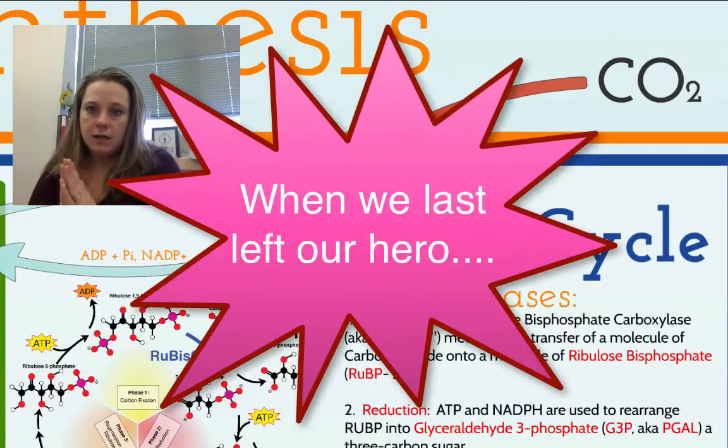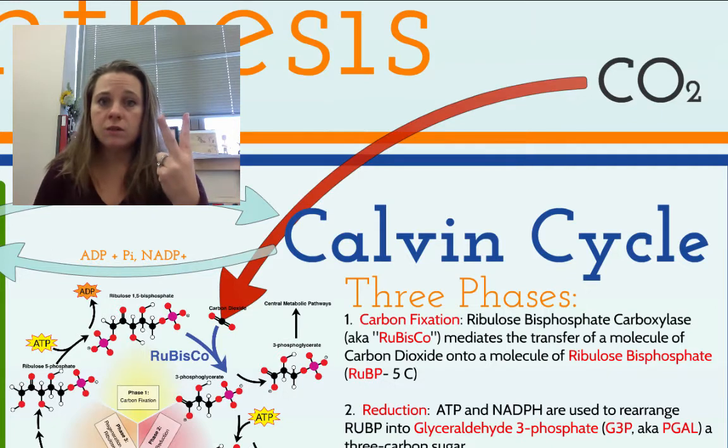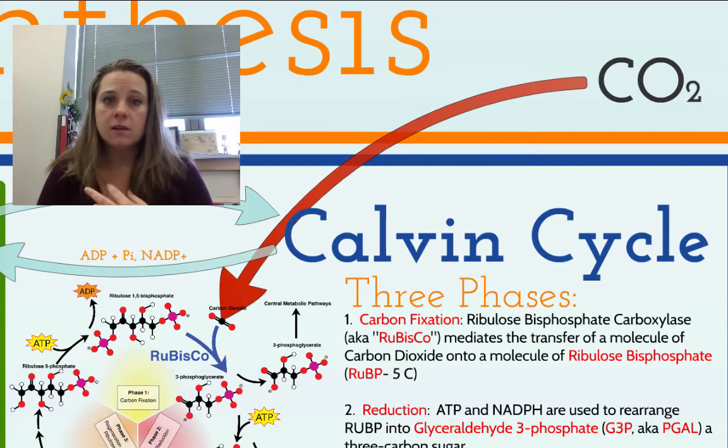Now carbon dioxide, okay, notice we've only talked about water at this point. Remember, two main things go into the overall reaction of photosynthesis, water and carbon dioxide. Up until this point, we haven't even mentioned carbon dioxide. So carbon dioxide is essential in the Calvin cycle, okay? Three phases of the Calvin cycle.